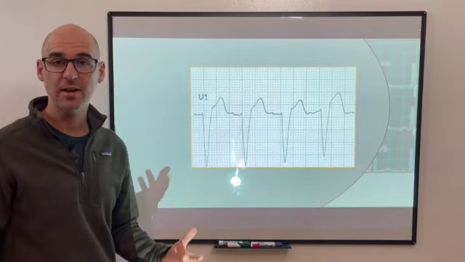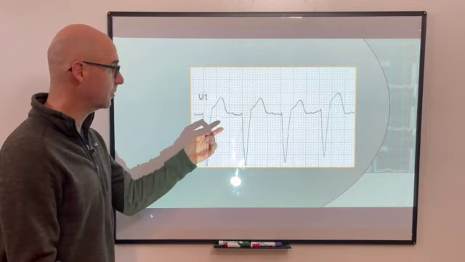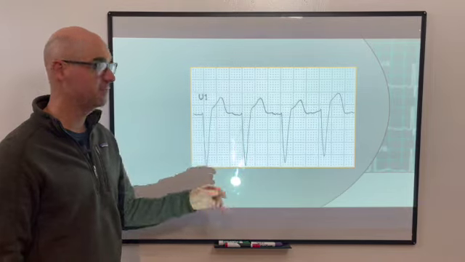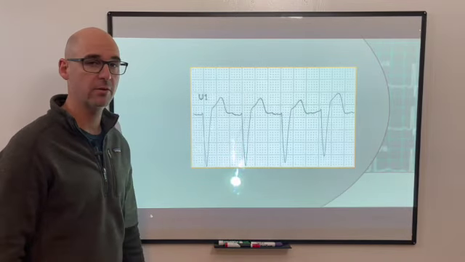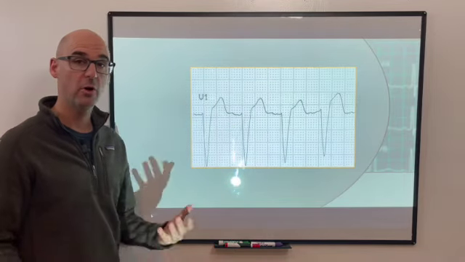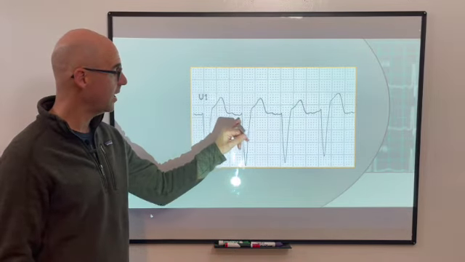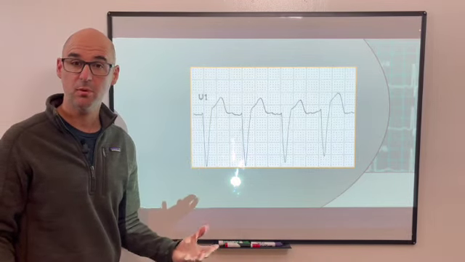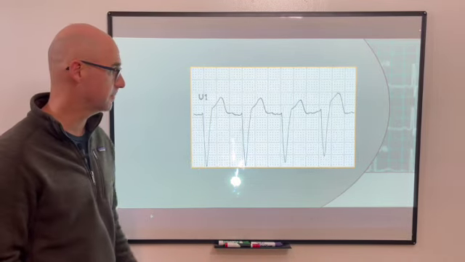Any negative deflection, that first negative deflection after an R wave, is going to be an S wave. So this S wave, while it is very large, especially in comparison to the R wave, is exactly what it is. So this QRS complex, although it looks very different, is an R wave followed by an S wave. It still represents ventricular depolarization, but it looks very different.